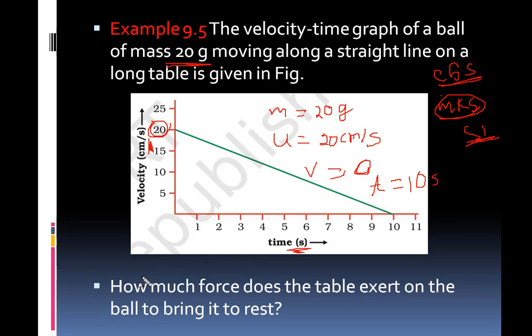Now the question is, how much force does the table exert on the ball to bring it to rest? So in this case, what is the applied force? Very easy. Force equals mass into acceleration, where acceleration can be written as v minus u by t. So m into v minus u divided by t. So what is the mass here? We put all the respective values and calculate to find the force. This is the formula I have written, m into v minus u by t. These are all the given data. You just put the data here and calculate it.